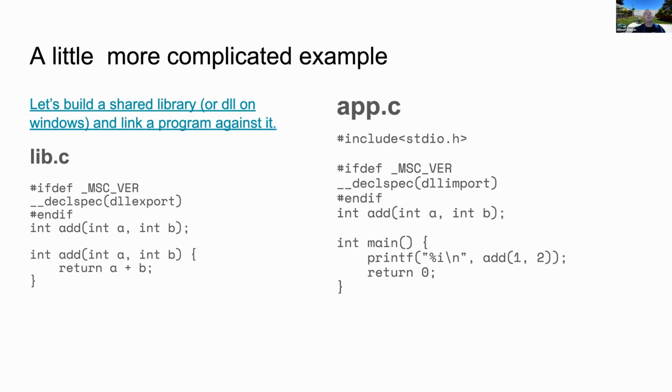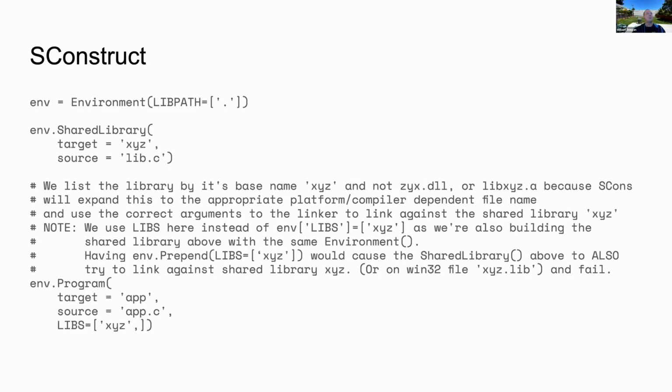Okay, let's do a little more complicated example. We're going to build a shared library and link it into a program. So here's the SConstruct you would use for doing that. First you create an environment, and in this case we're setting the lib path to be the current directory. Then you just say, hey, build me a shared library. Here's the library name. Notice it's xyz, not libxyz.so, and not xyz.dll. It's just the library name, and SCons will construct an appropriate file name given that. Then you list the sources you want included in the shared library, and it will build a tree of what needs to be done. There are some examples later that will show you more detail of that.